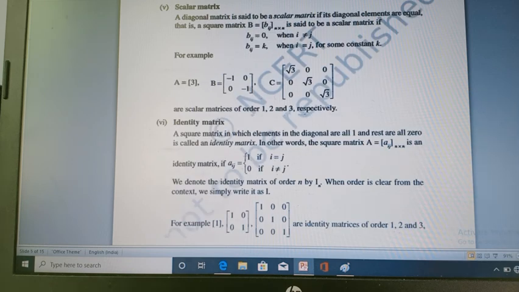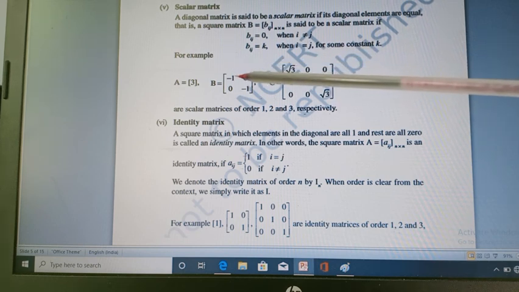Scalar matrix is a type of matrix where the diagonal elements are equal, the same, and the non-diagonal elements are 0. You can see that the diagonal elements are root 3, the same, root 3, and the other entries are 0.